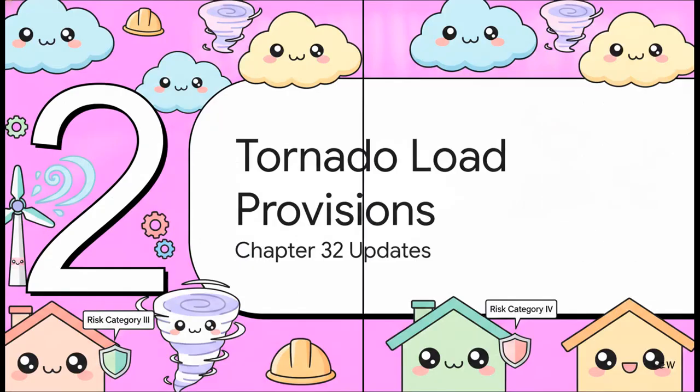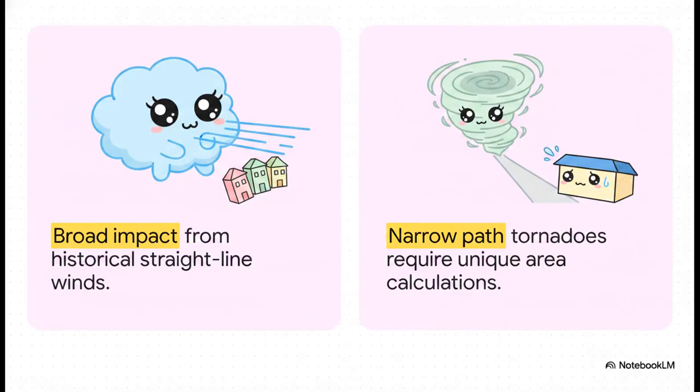Moving on to Part 2, new tornado load provisions. This is where things get really groundbreaking in the 2022 update, specifically with the brand new Chapter 32 aimed at mitigating tornado damage for risk category 3 and 4 structures. For the first time, tornado loads are intentionally separated from general wind loads.